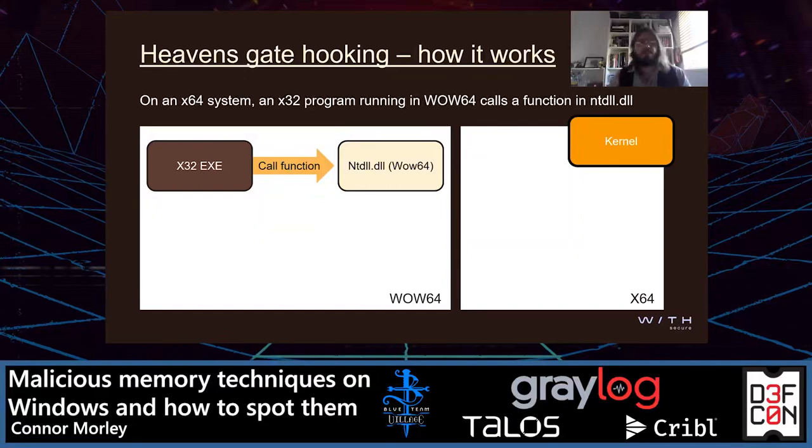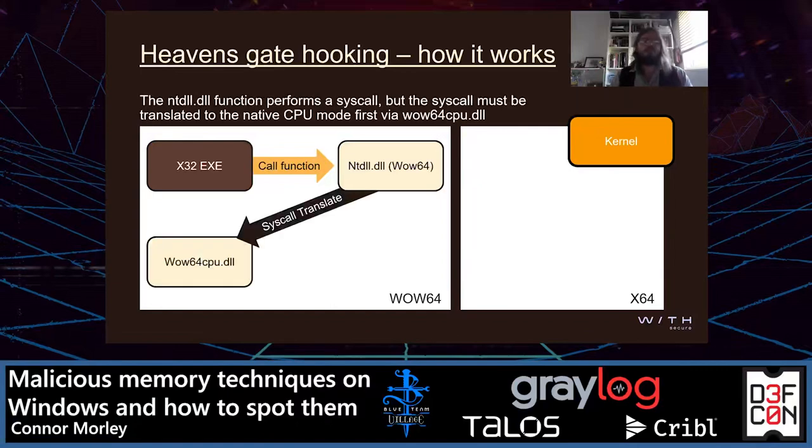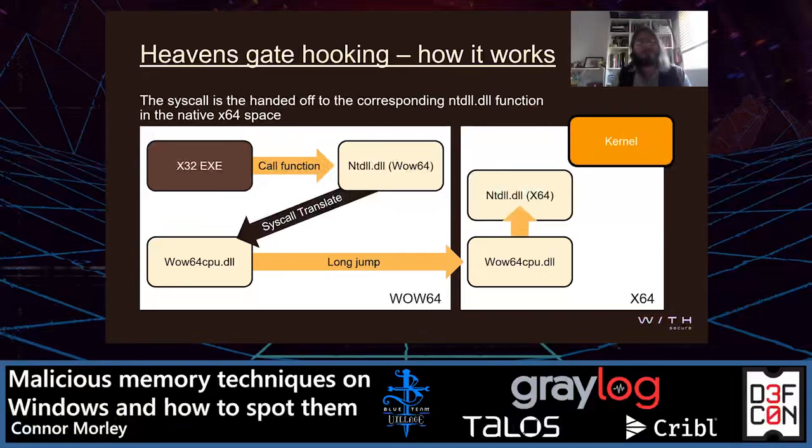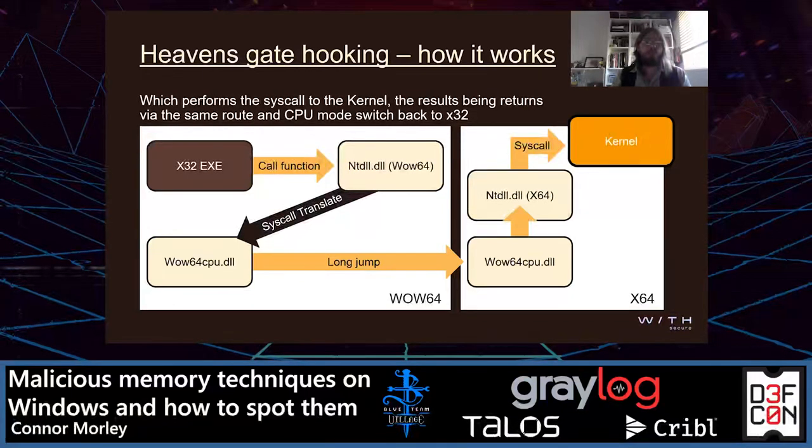On an x64 system, an x32 program will say, okay, I need to call a function that's going to perform a syscall. Typically that will go to NTDLL, the WoW64 version of NTDLL. What's interesting is x32 processes running WoW64 actually have two versions of NTDLL. I won't go into that, but first of all, it will call the WoW64 version. The syscall will then need to be translated, and then it will hand off to WoW64 CPU, which is where Heaven's Gate resides. Heaven's Gate will then perform what's called a long jump, which is done by a code segment change from the x32 WoW64 CPU mode over to the x64 CPU mode, WoW64 CPU module. Once in x64 CPU mode, it will then hand off to the native NTDLL instance, the x64 instance, which will then handle the command running to the kernel. And the syscall will be handled.